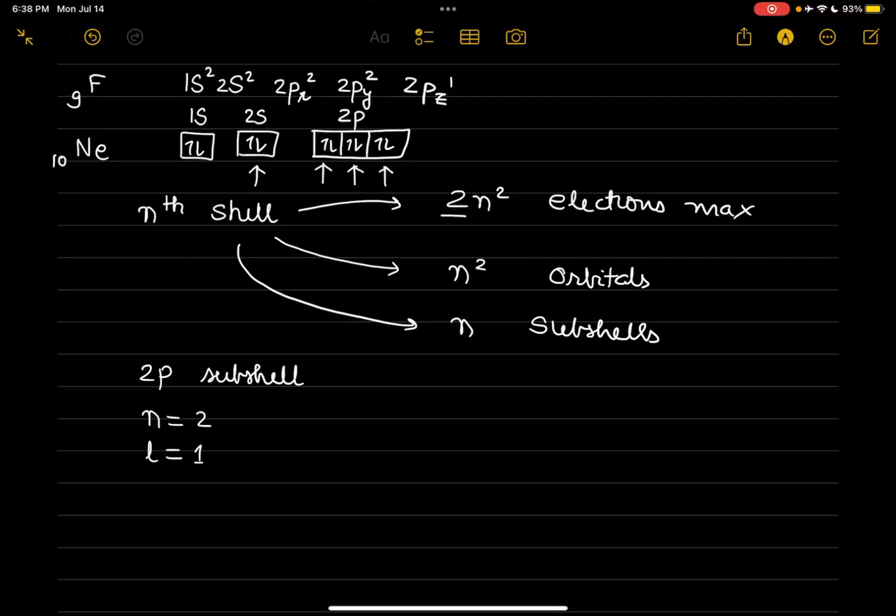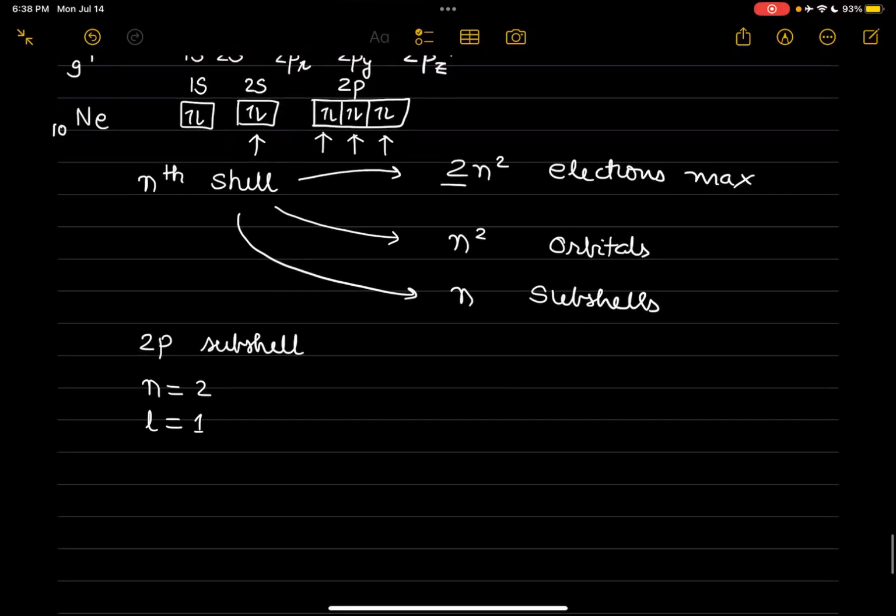What is the value of l? l is 1. l is the secondary, or subsidiary, quantum number. But you should start counting from 0: 0, 1, 2, 3, whereas normally we count 1, 2, 3. So 0, 1, 2, 3 are s, p, d, f. Got it? So l is 0 for s. l is just one step down from n. So this is the p subshell.